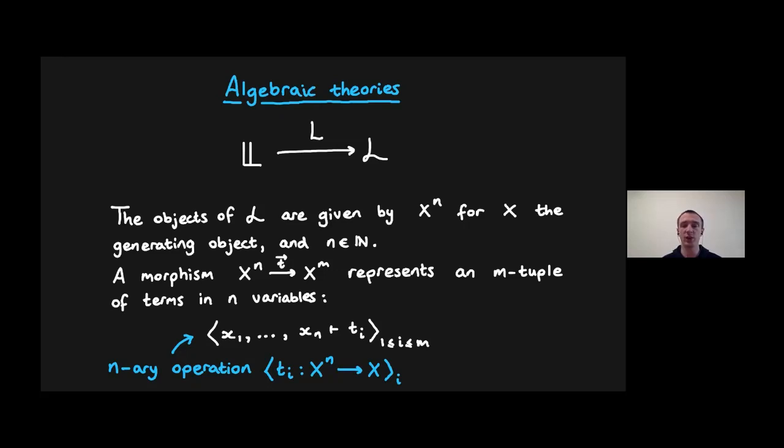And so if we consider the algebraic theory for groups, we're going to have a binary operator, so a morphism from x squared to x. And then we're going to close the operations like the multiplication, the unit, the inverses under substitution or composition in the category. And so these algebraic theories are really representing the prototypical examples of algebraic structures.